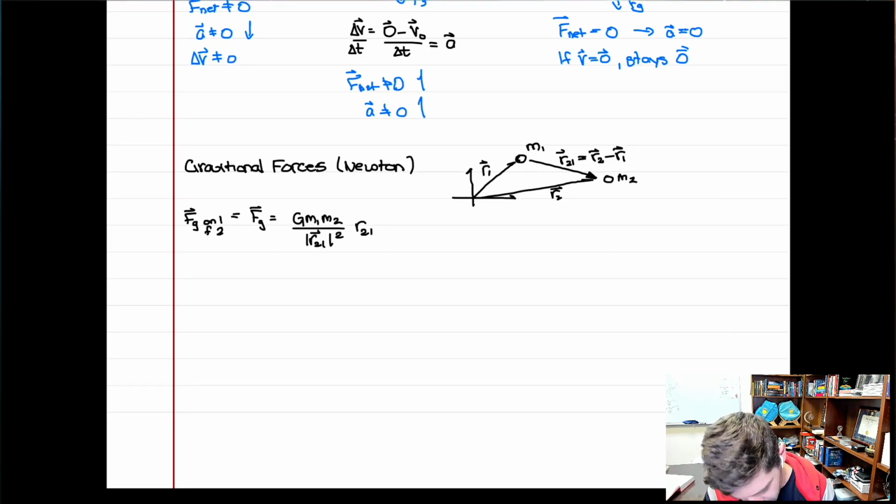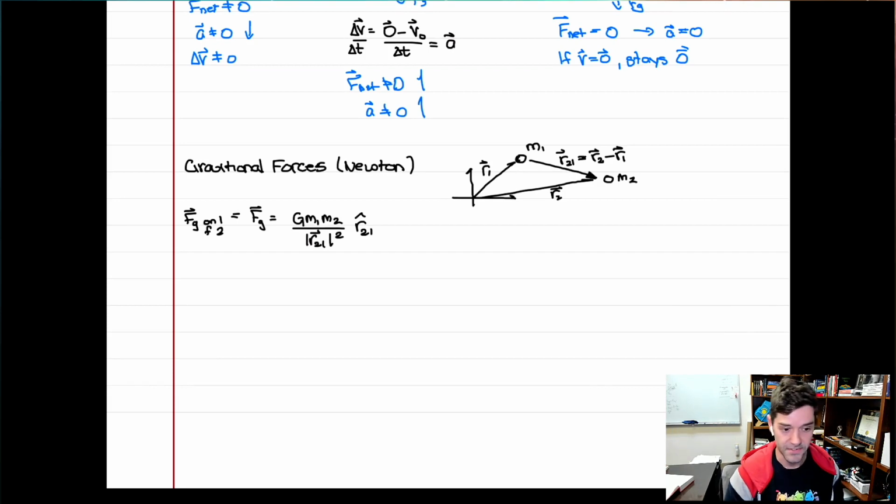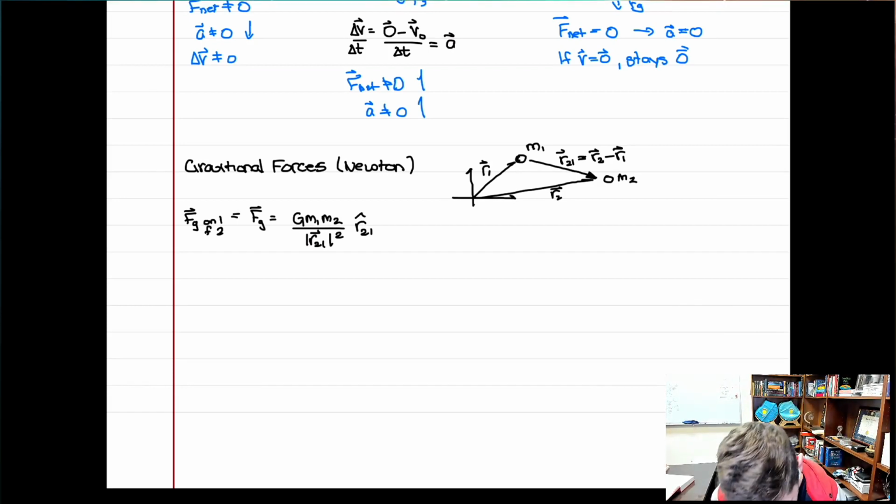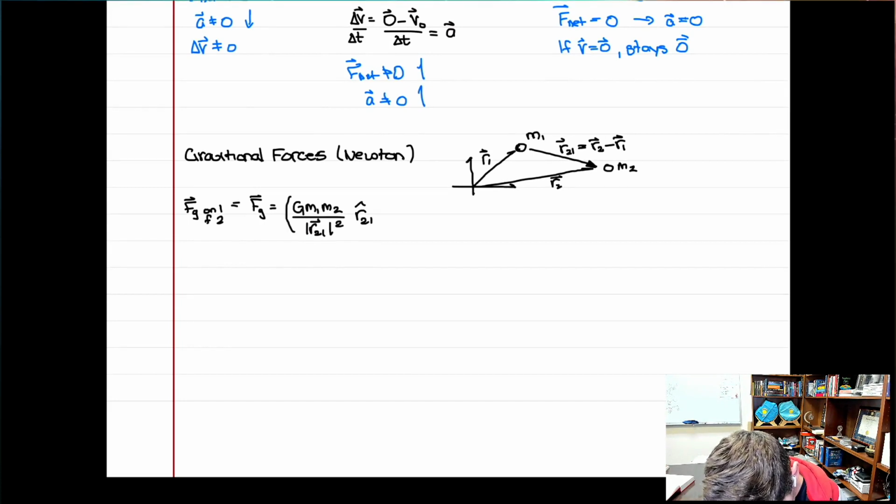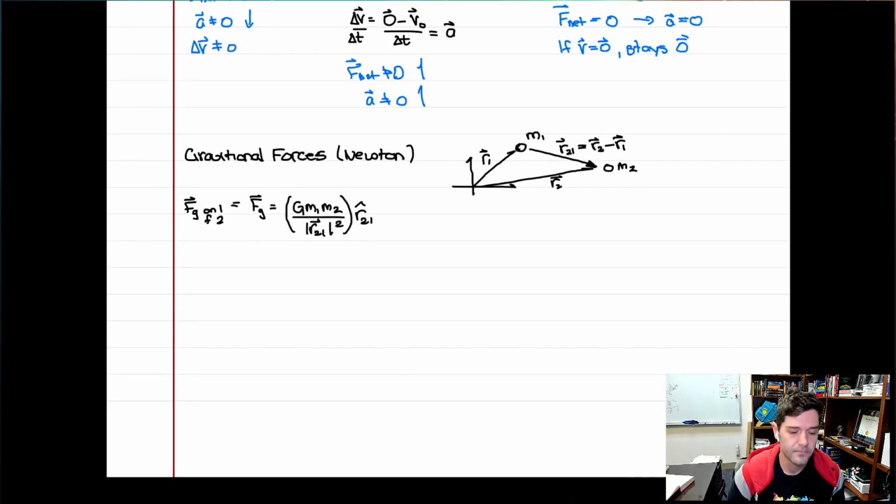and it points in the direction of r2,1. So I'll write that as a unit vector, since the unit vector encodes the direction. The overall magnitude is this thing in parentheses. And you might say, wait, where's the minus sign? Well, you'll see in some books it is written in a way such that there is a minus sign. But that is because they are making a choice on how it's defined.